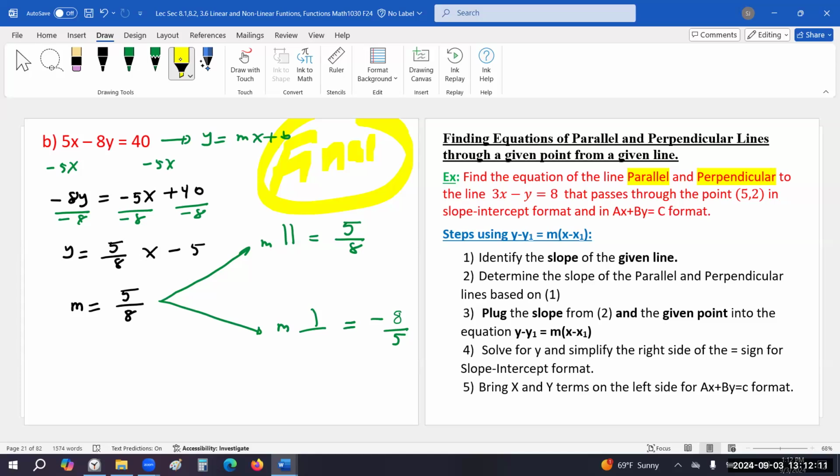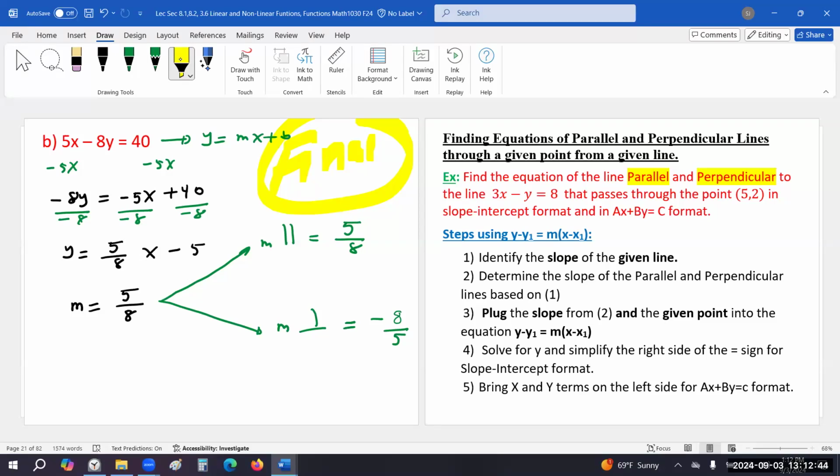Once you know the slope, we use the point slope formula. So in the point slope formula, we plug in the slope, and they will always give us a point through which the parallel line goes, the perpendicular line goes. So that point will give us the x1 and y1. So we plug all of them, x1, y1, and slope. And then based on the final format, we just play around with the equation.